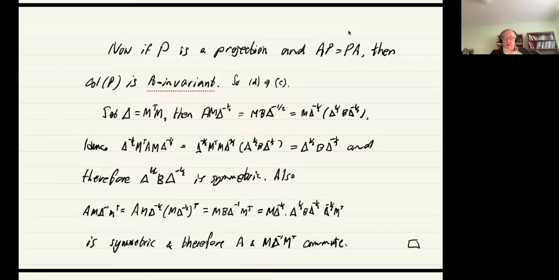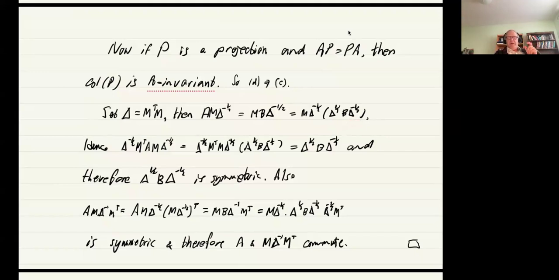And now all I'm doing here is putting in a delta to the minus 1/2, delta to the 1/2 in front of the B. So I get that A applied to M delta to the minus 1/2 is M delta to the minus 1/2 times this. Okay, so that would tell me that, for example, the column space of M delta to the minus 1/2 is A-invariant, but the column space of M is A-invariant, and scaling the columns doesn't change that. But the key thing here is we've now replaced B by this, and my claim is that this is actually a symmetric matrix.